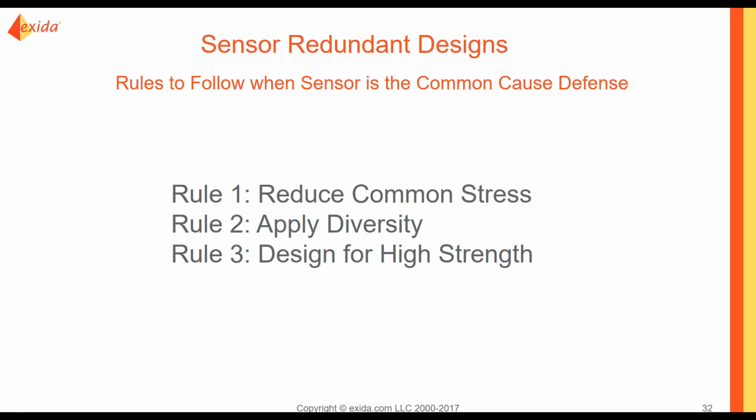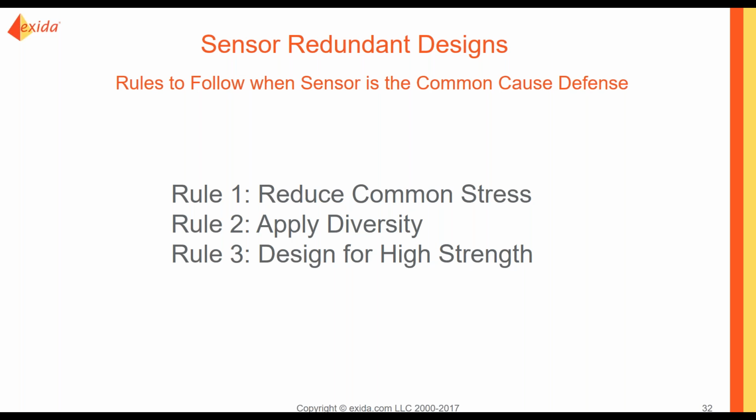When practical, redundant sensors should not be physically mounted side by side, where the physical and electrical common stress would be nearly identical. Most environmental stress factors vary nonlinearly, so even if you're just able to move them a small distance, a small physical separation will have a major impact on your common cause.